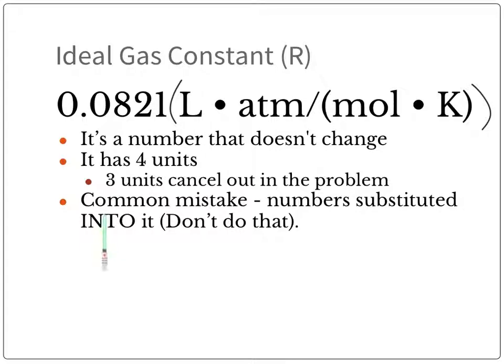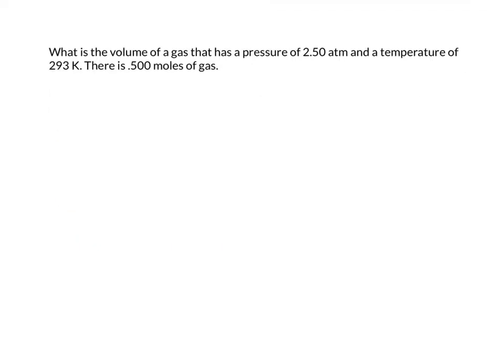Now, the most common mistake I see with the ideal gas constant is people think that these units are numbers that need to be placed into the gas constant and then solved for. But in fact, you do not do this. You take this whole thing, number and units together, and place it into the ideal gas law, do the math, cancel the units, solve for the missing variable.